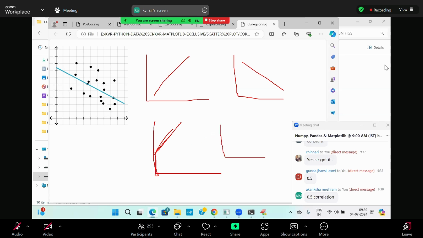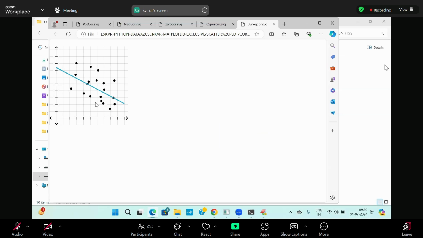One more is called what? It is taking something like this. What is this called? Right, this is a negative kind of value. 0, minus 0.5, this is plus 0.5, this is minus 1, and this is called 1.0. So if any correlation is coming, by seeing that you can easily decide it.